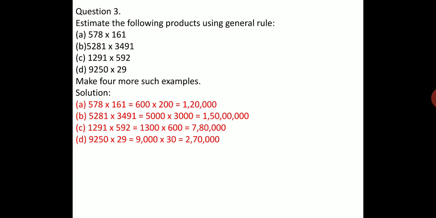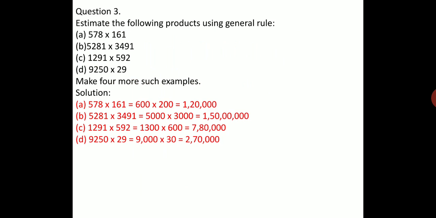Next here, C part, 1291 multiplied by 592. Now what is the rounding off of 1291? 1291 round off is 1300, and what is the rounding off of 592 in hundreds? It is 600. Now the answer comes, you can see 13 sixes are 78 and 4 zeros, so it comes to 7,80,000.